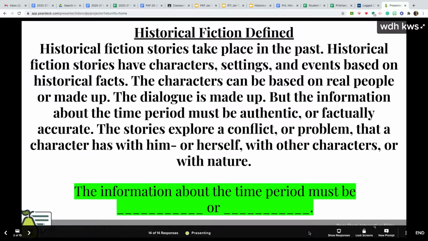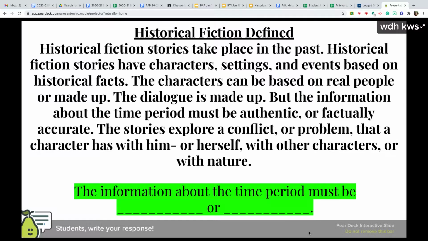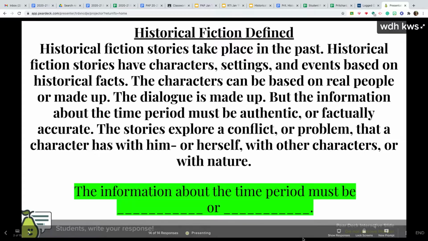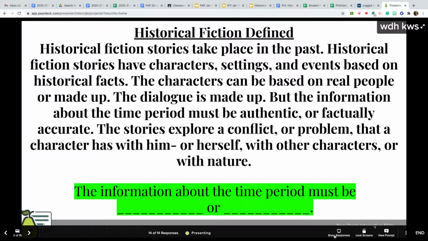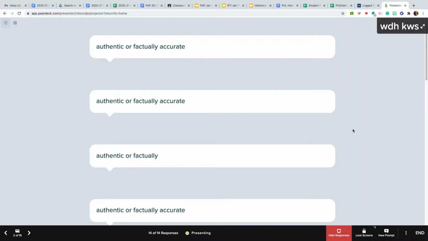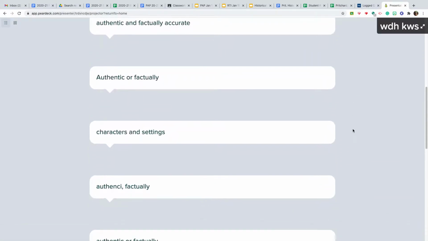Everyone should get this correct. It's on your screen, word for word. Authentic or factually accurate is correct.